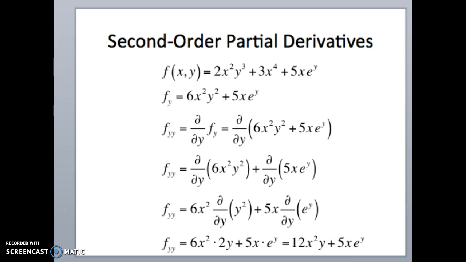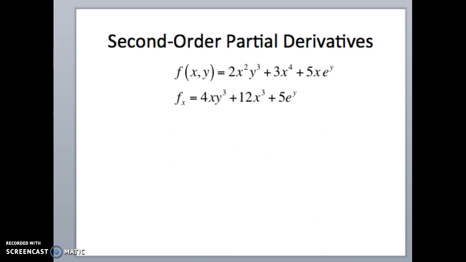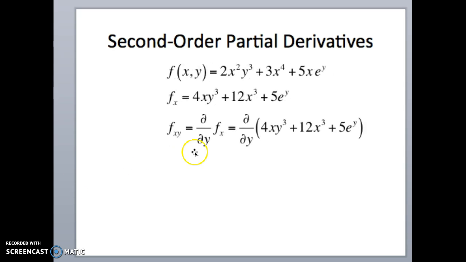But there are still two more types of partial derivatives we can look at. So if we have our f sub x, it is 4xy cubed plus 12x cubed plus 5e to the y. What else can we do other than f sub xx? We can look at something called f sub xy. That would be the partial derivative with respect to y of f sub x. Partial derivative with respect to y of all of these guys. So the derivative of the sum is the sum of the derivatives: partial of the first plus partial of the second plus partial of the third.